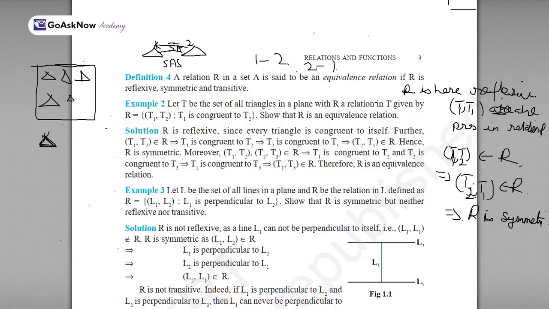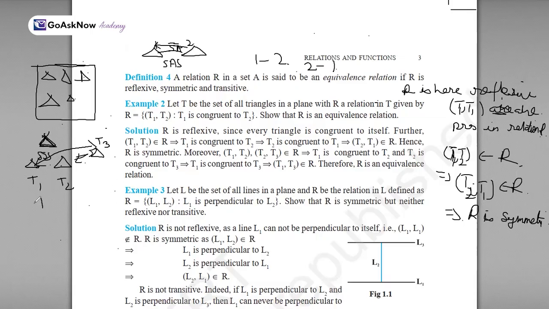So if T1, T2 and T2, T3 belong to R, then T1 is congruent to T2 and T2 is congruent to T3. If this triangle is T1 and it is congruent to T2, by the congruency rule, suppose SSS is the criteria of congruency, and T2 is congruent to T3. So it must be 100% true that T1 is congruent to T3 also. Why? Because T1 is congruent to T2 and T2 is congruent to T3, so the shape of the T3 triangle is also congruent to T1.